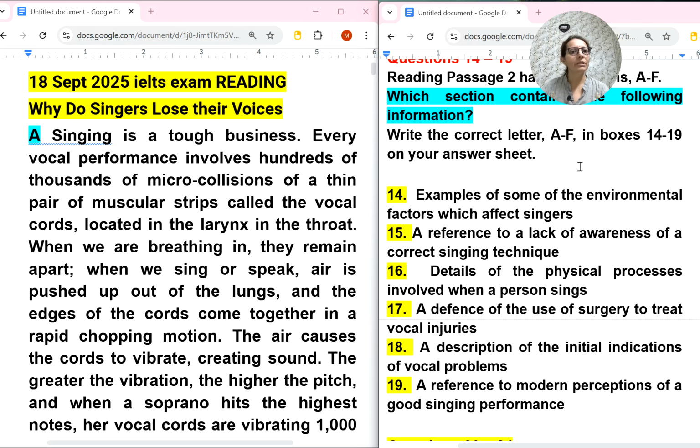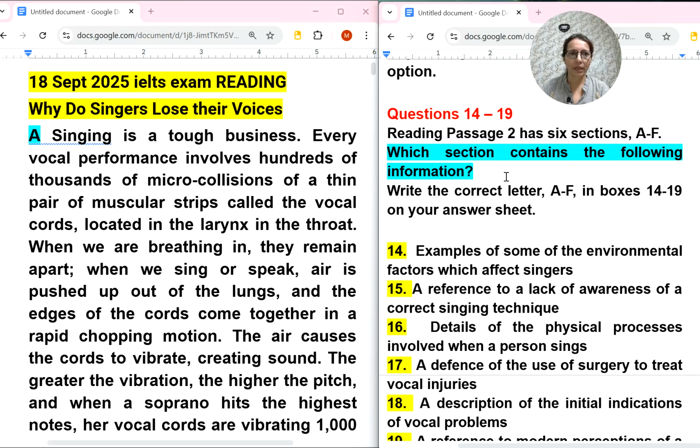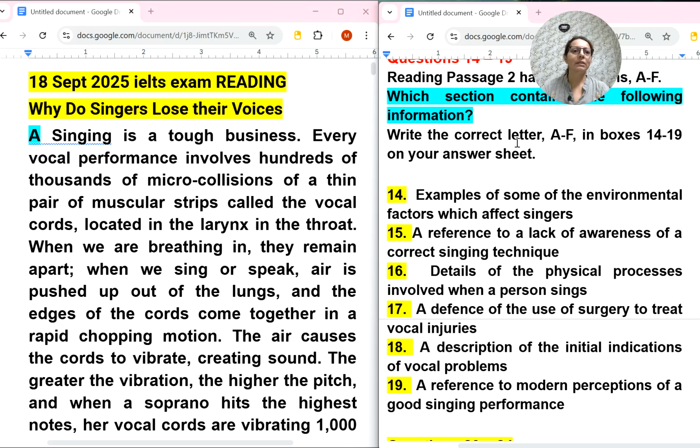So let's start with which section contains the following information. Those who are new, those who are beginners for IELTS preparation, definitely you should understand the instructions carefully. Sometimes they change the instructions. Which section contains the following information? Reading passage 2 has 6 sections. Write the correct letter A to F. These are paragraph names, like you can see in boxes 14 to 19 in your answer sheet.